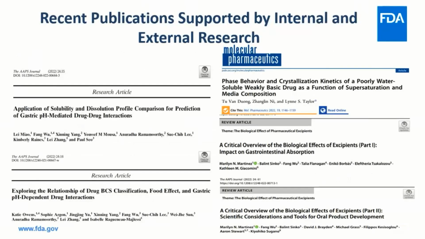As demonstrated above, we have conducted research related to oral PBPK modeling through both internal and external projects. Here are listed a couple of recent publications based on these research projects. You may refer to these publications for details.